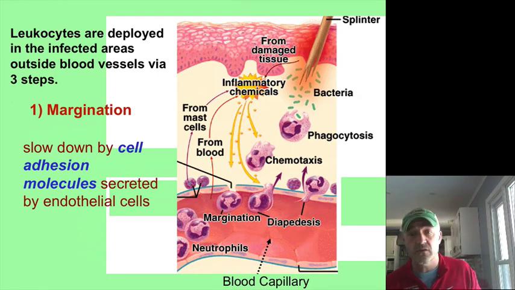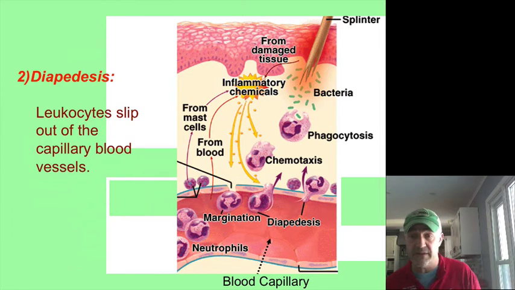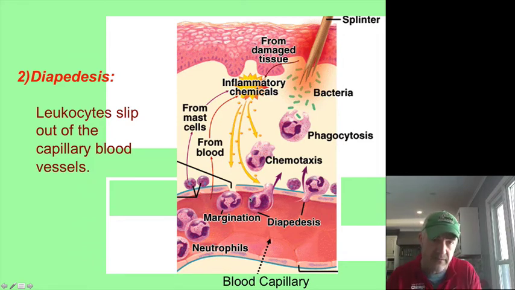The next thing you need to do on the highway if you're going to get off is take your exit. That's diapedesis. These leukocytes slow down and now take their exit between some of the spaces in between the cells of these endothelial cells and make their way out of the bloodstream.